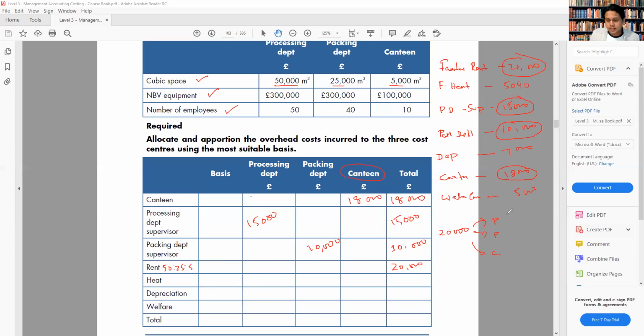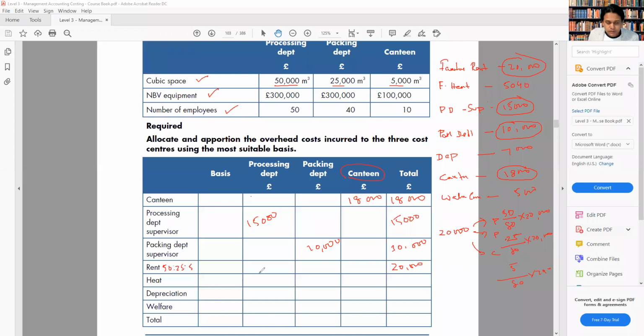How do you do that? I'm sure you know that. If I add all of this, 50, 25, and 5, it will be 80, isn't it? So 50 over 80 times 20,000 will go there. Then 25 over 80 times 20,000 will go there. The last one will be 5 over 80, it will go there. That's how we can split all the cost. This is the ratio. I'm sure you know all of this very basic stuff.